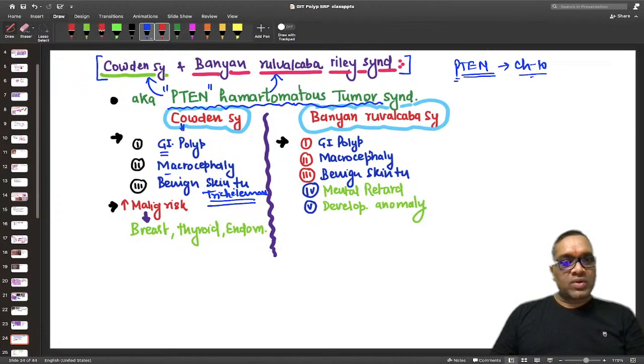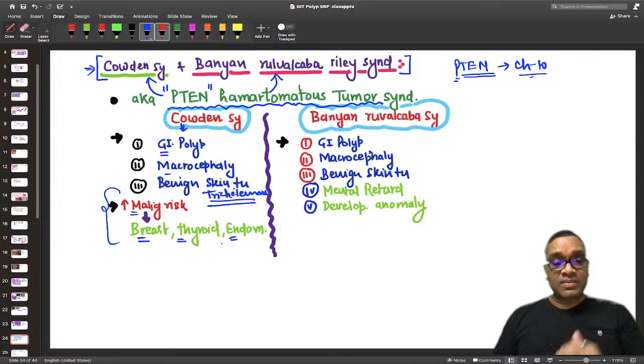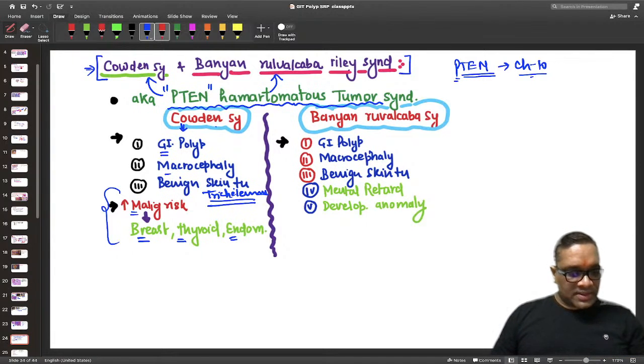What is the risk of Cowden syndrome? See, this is why early diagnosis from the skin is very important. Once you come to the diagnosis of Cowden syndrome, you can understand they have an increased risk for malignancy in the breast, thyroid, and endometrium. So remember, breast, thyroid, endometrium: these cancer risks will also be high in a known case of Cowden syndrome, right? So now understood.